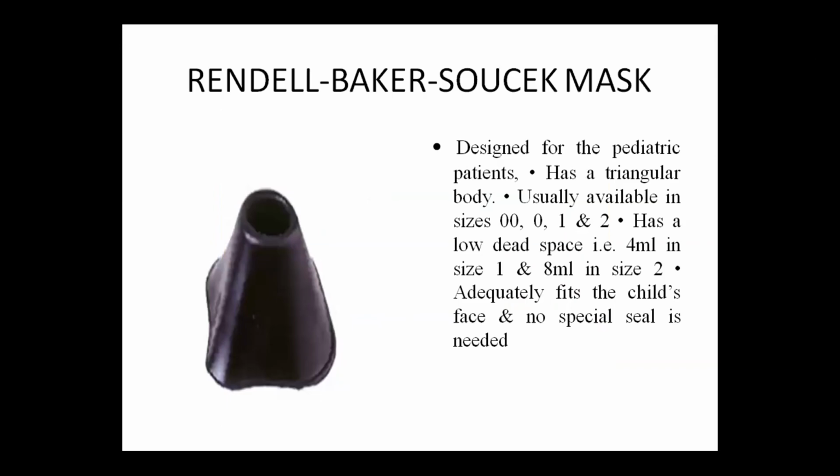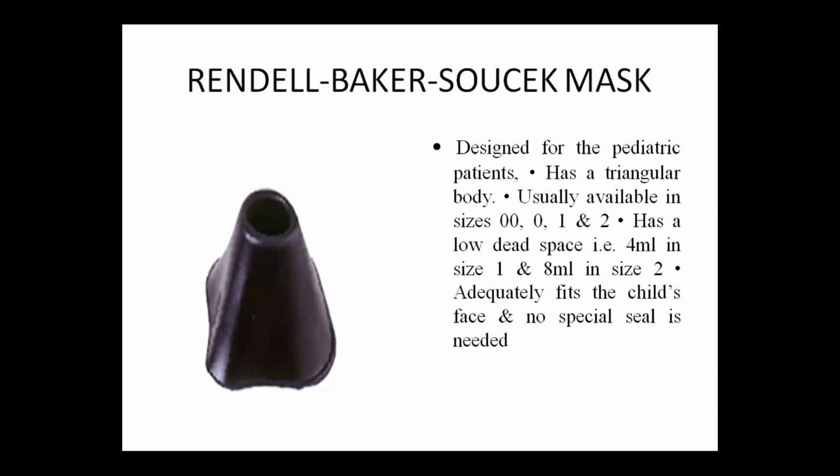Now, this is a very common mask. Everywhere you can identify it's a Soucek mask. Some examiners can ask you the spelling also. So it's a triangular mask designed for the pediatric patient. The rim, the seal, is a flat kind of seal. It is usually available in 00, 01, and 2 sizes. It has a very low dead space, 4 ml in size 1 and 8 ml in size 2.